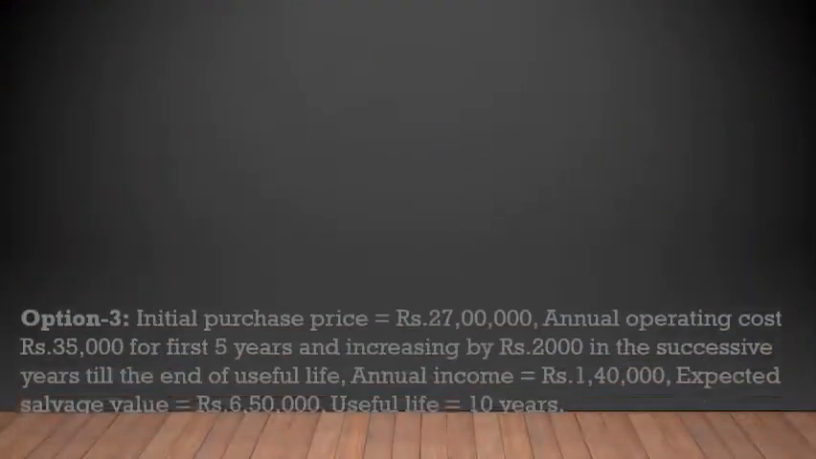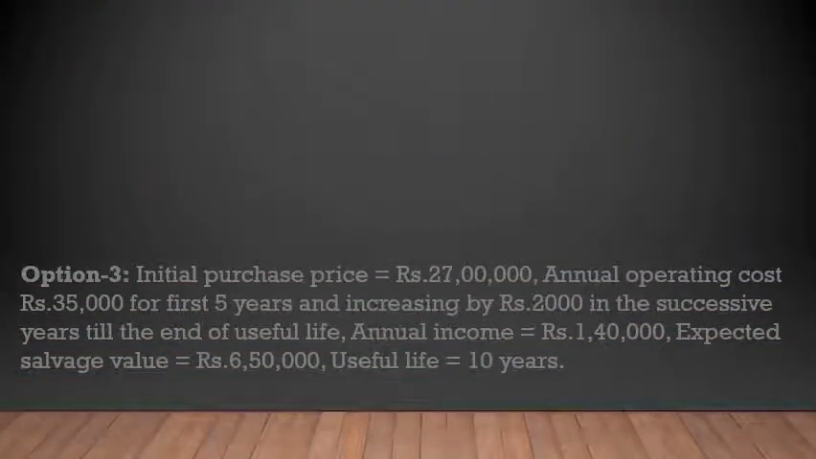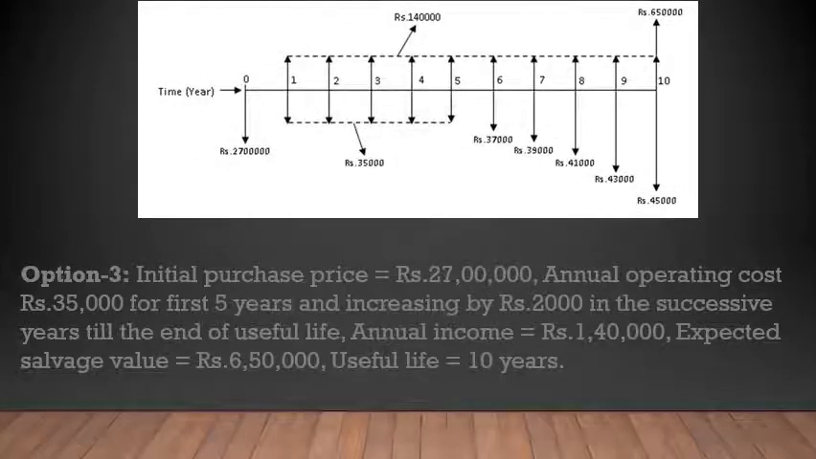Let's come to the third alternative. Initial purchase price, everything is given. Convert that into a cash flow diagram. Very clear again. Almost similar to the earlier options. Initially 27 lakhs. Annual operating cost of 35,000 for the first 5 years. See here, it is similar to your previous option, wherein in the previous option the income increased from 4th year. Here the cost is increasing from the 6th year. That's all the difference.